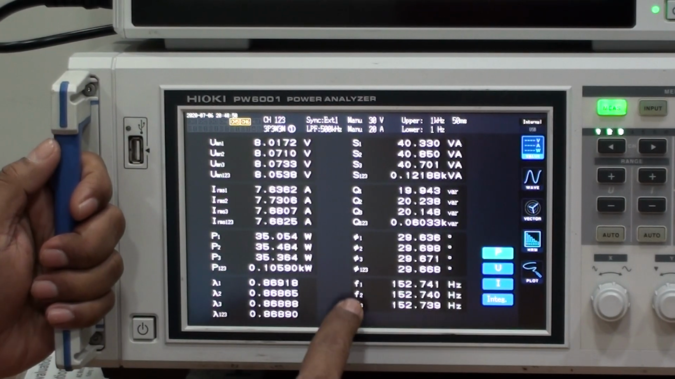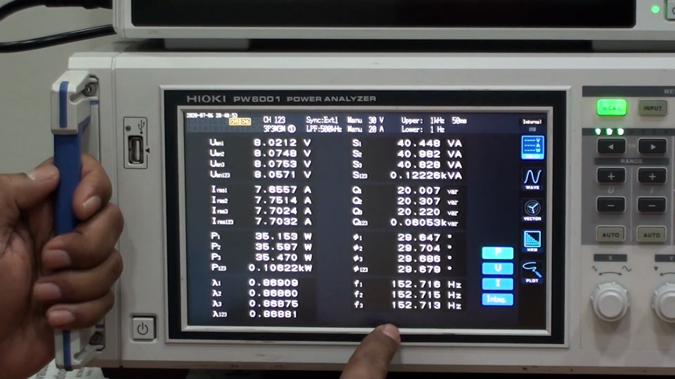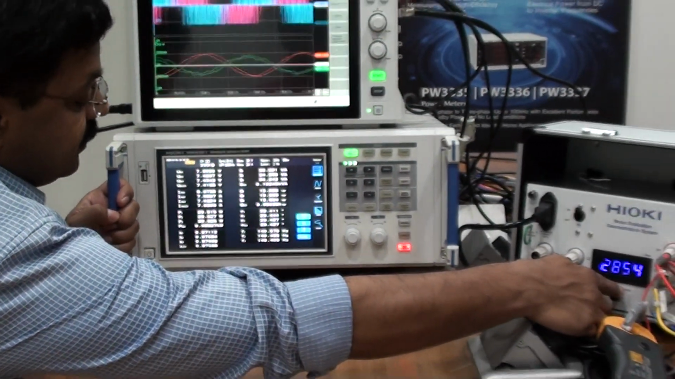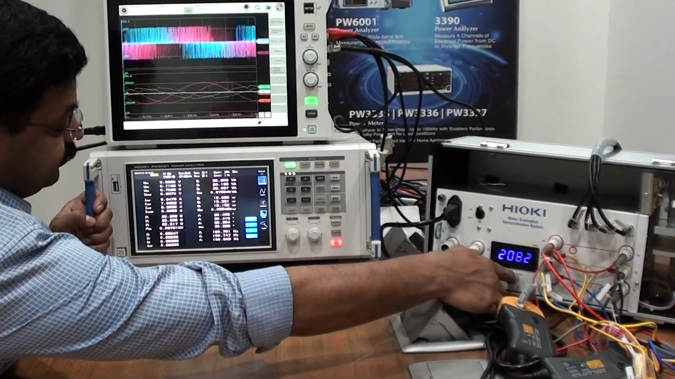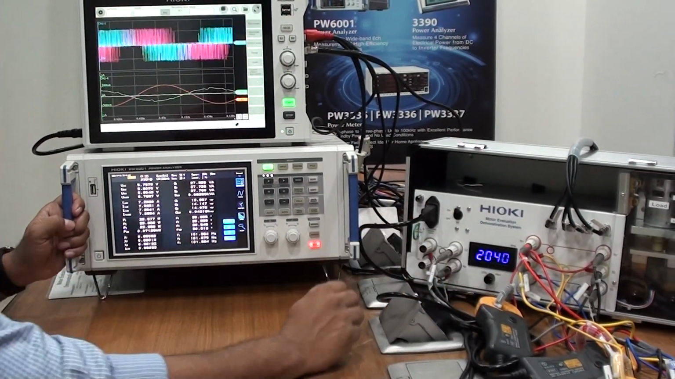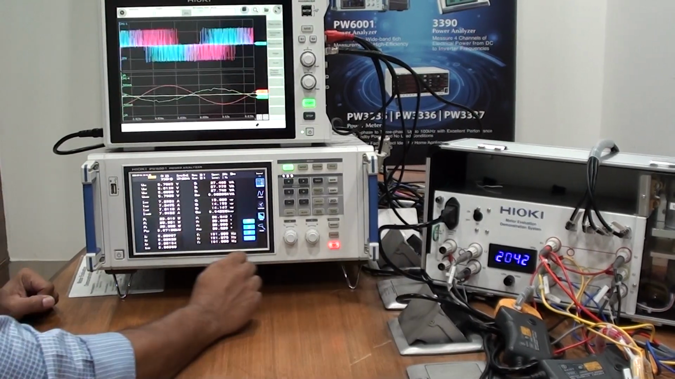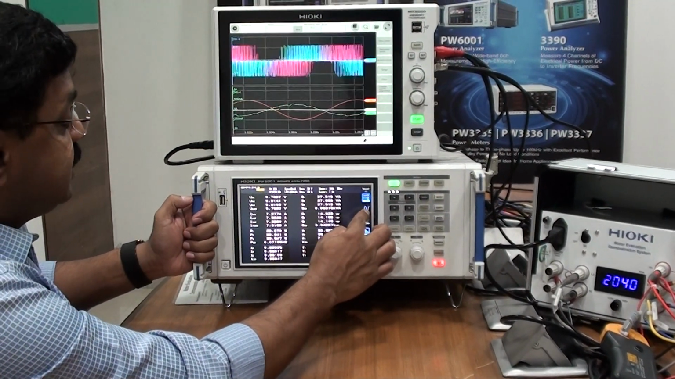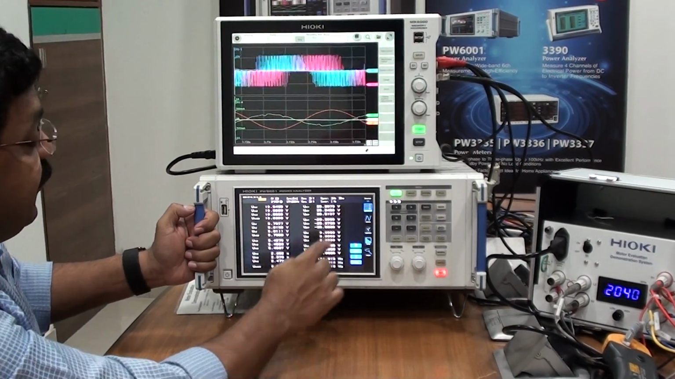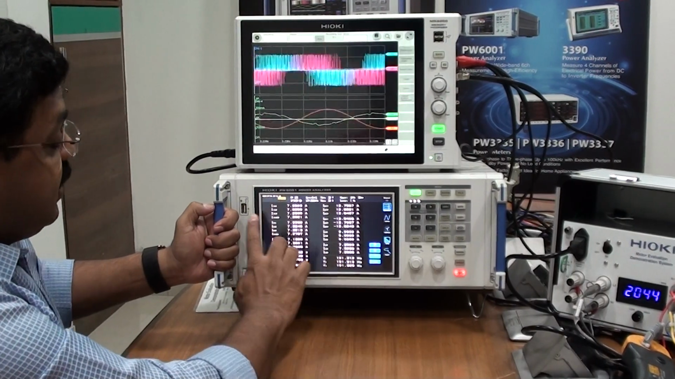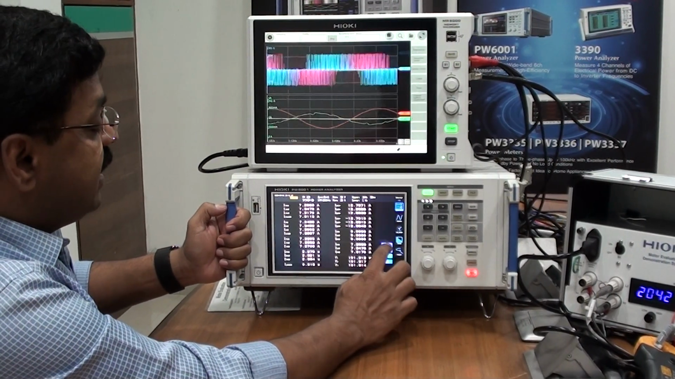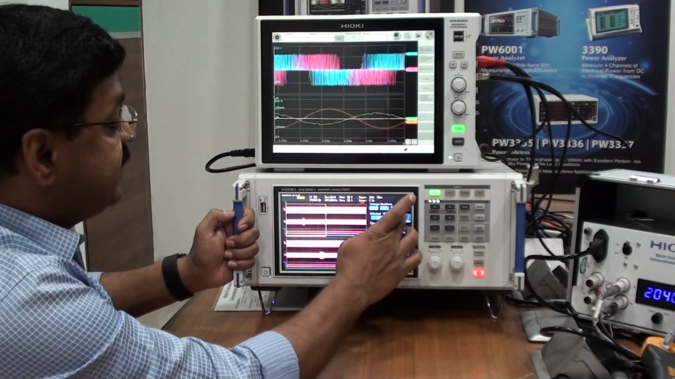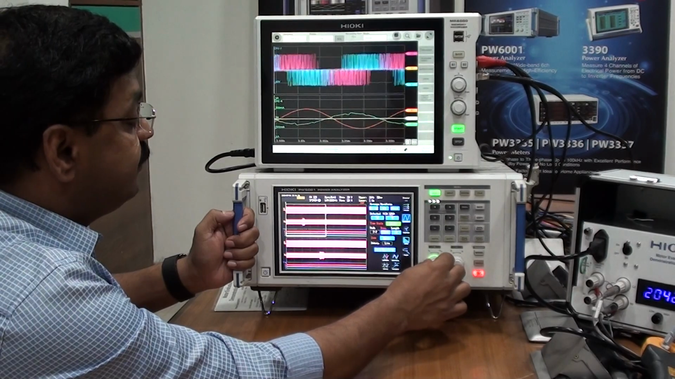I am running this at a very high speed, about 150, 152 hertz, and you could vary this. So I am leaving it at 100 hertz. So you have a certain voltage and certain power here, and we can take a look at the voltages of each and every segment. We have a current of each and every segment, and we have a power of each and every segment.